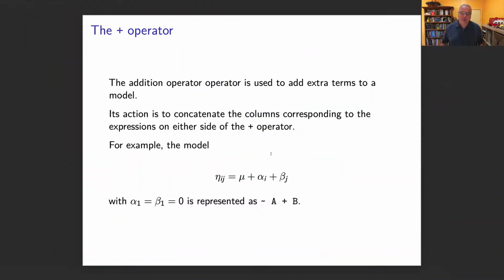Okay, let's continue on our exploration of how R creates your design matrix. So the next one I'm going to cover is the plus. You've seen this so often, you probably haven't thought about it. But what we're doing when we do plus is, to some extent, just creating two lots of design matrix and then putting them side by side. That's all it really does.